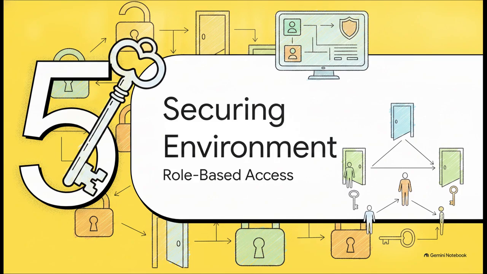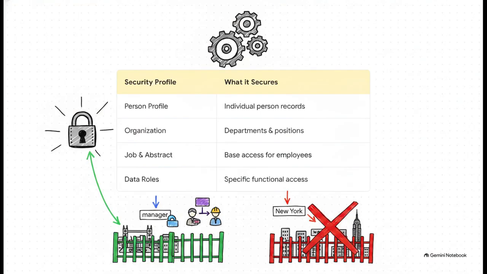Role-based access. Going back to our city analogy for a moment, security dictates exactly who holds the keys to which specific rooms. The Oracle system strictly compartmentalizes access. You don't just get a blanket login. Your access is actually a combination of different profiles. A person profile dictates whose individual records you can see. An organization profile restricts you to specific departments. Job and abstract roles give you your base access depending on whether you're an employee or a manager. So for example, if you're an HR manager in London, your data roles ensure you can only see employee records for your specific jurisdiction, completely locking you out of the New York team's data.